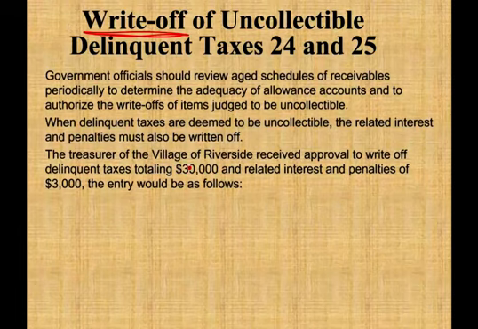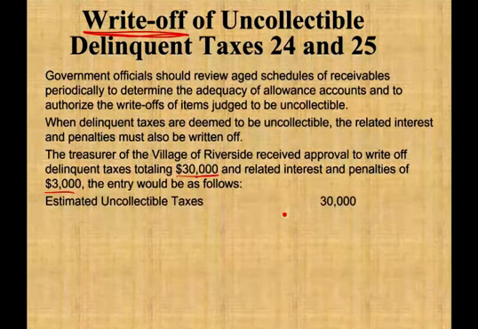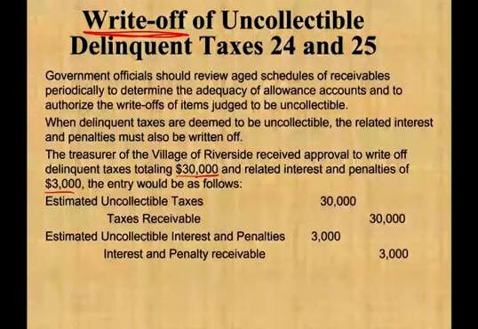So the treasurer of this village, it's called Riverside, received approval to write off delinquent taxes of $30,000 and related interest and penalties of $3,000. So they're going to be removing $30,000 of taxes receivable and $3,000 of interest and penalty receivable. So what we do is we debit estimated uncollectible taxes and credit taxes receivable. Basically, those receivables are gone. Debit estimated uncollectible interest and penalties $3,000, and credit interest and penalty receivable. It seems the penalty is 10% of the amount. Notice $3,000 versus $30,000. It doesn't matter, but we have to write them off.